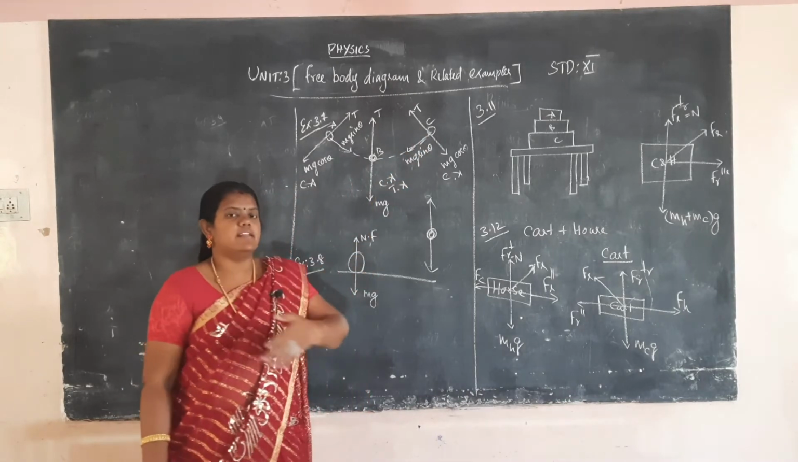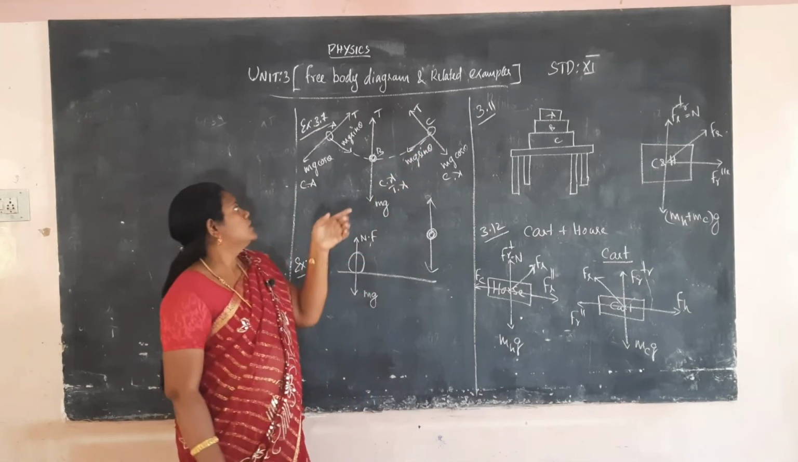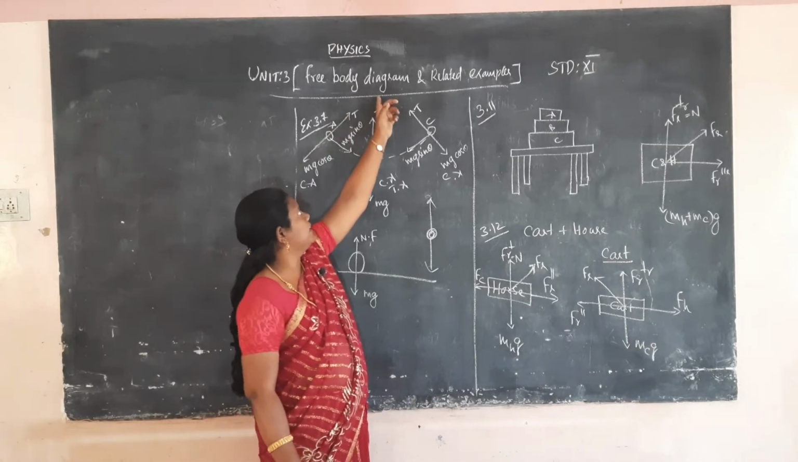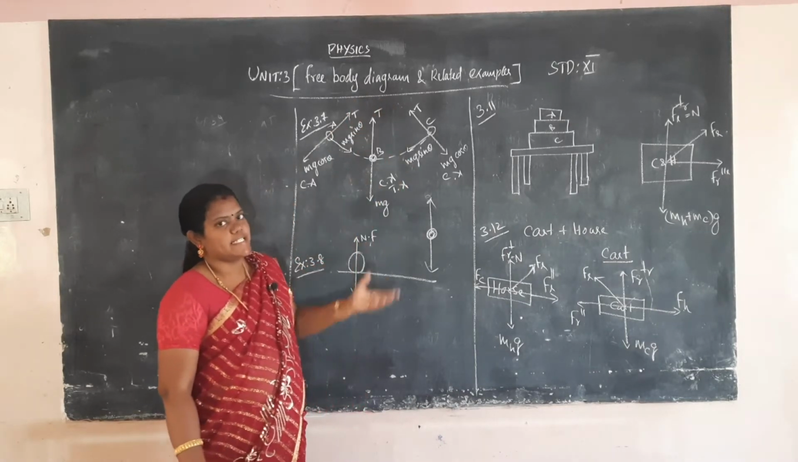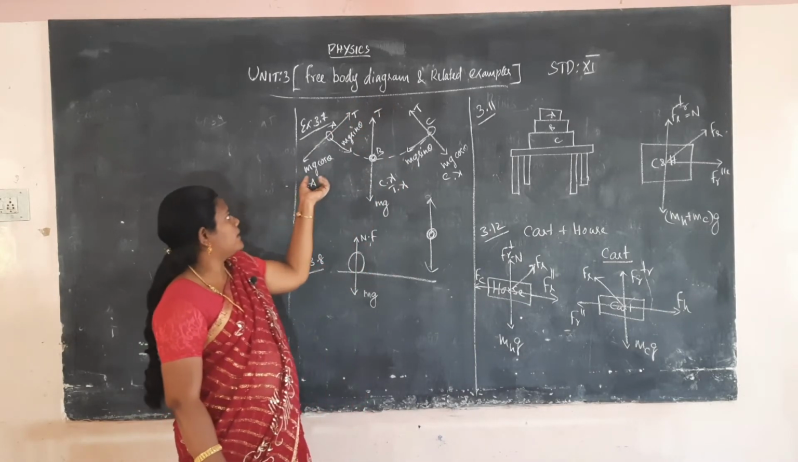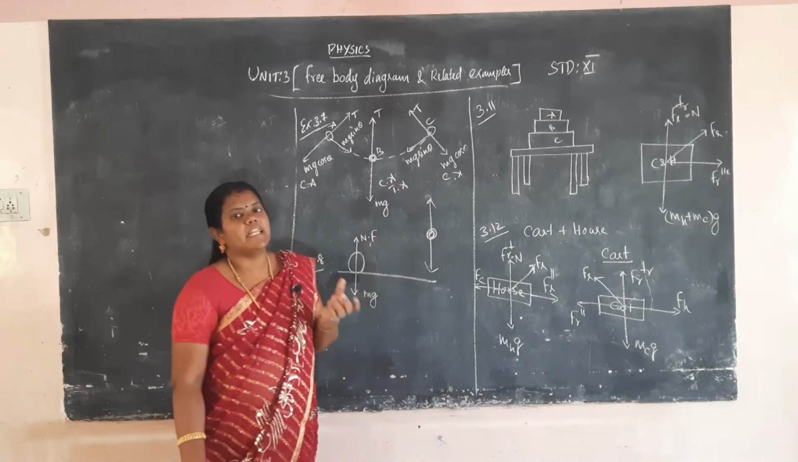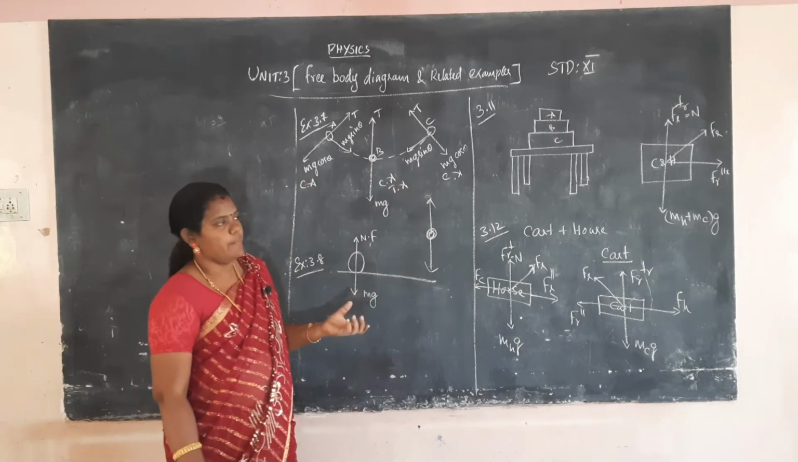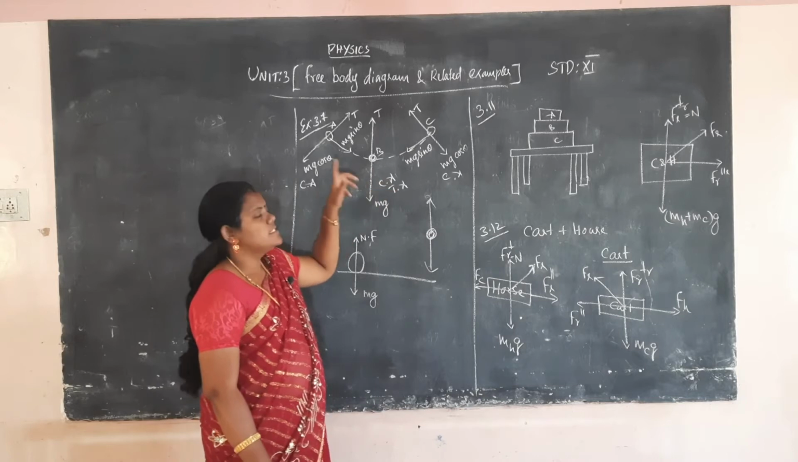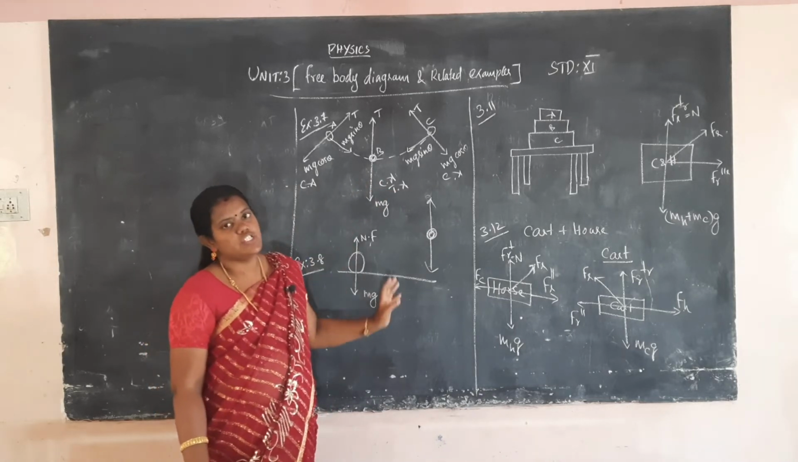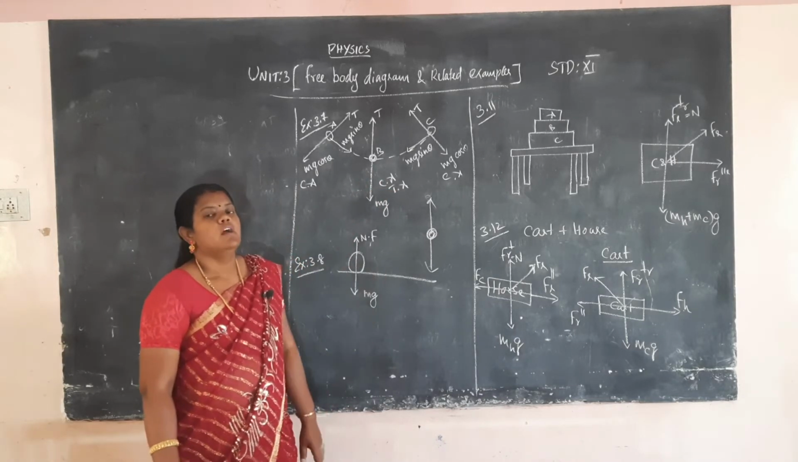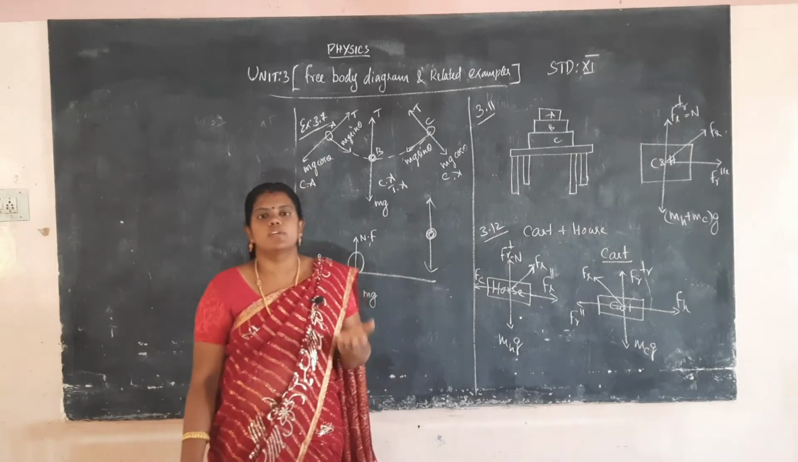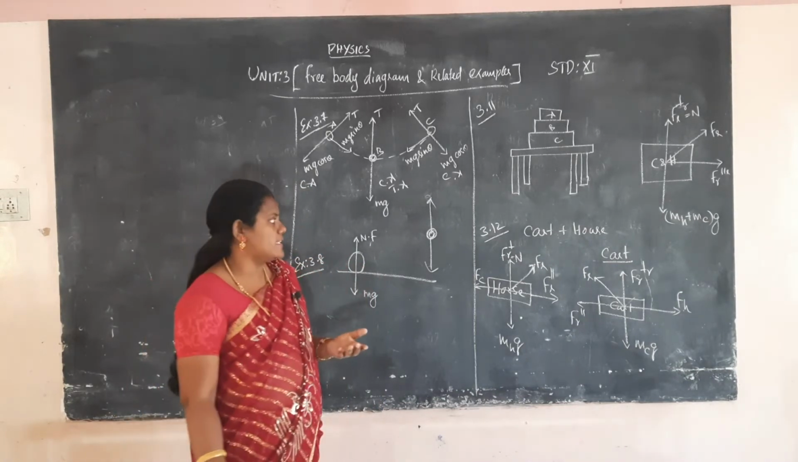Since it keeps moving like this, it creates a circular motion. The tension acts inward, which is called centripetal acceleration. At point A and point C, centripetal acceleration is created, but at point B, centripetal acceleration and tangential acceleration are also created. What is the meaning of tangential acceleration? What is the meaning of centripetal acceleration?